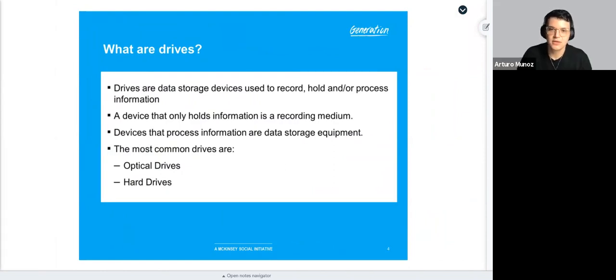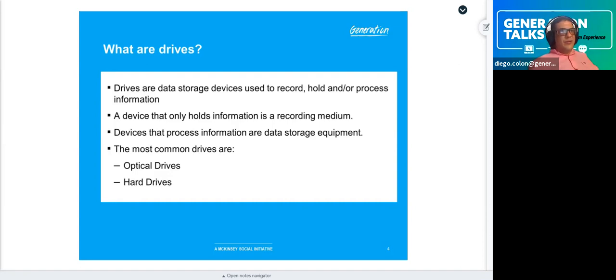All right. Drives are data storage devices used to record, hold, and or process information. A device that only holds information is a recording medium. Devices that process information are data storage equipment. The most common devices are optical drives and hard drives. That is correct. Anyone knows what's the difference between an optical drive and a hard drive?